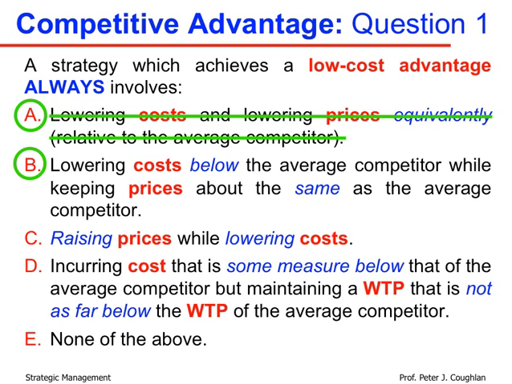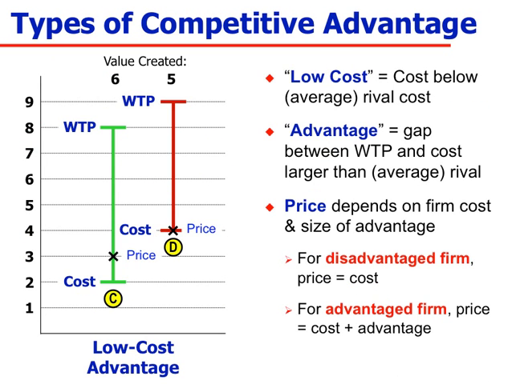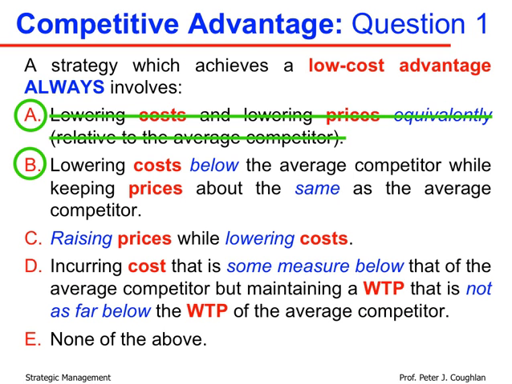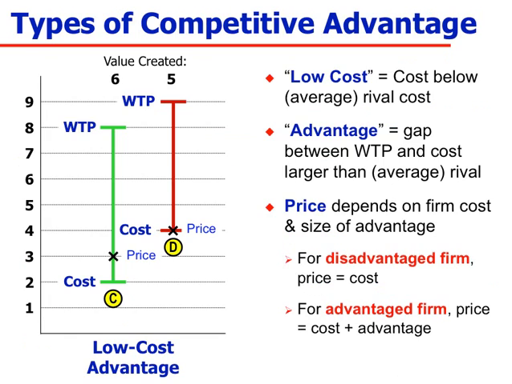Let's look again, go back to our example that we used in class. Well, lower costs, yes. The first part of B is lowering costs below the average competitor while keeping prices about the same. Lower costs, yes. So firm C has lower costs than firm D. Price is the same? Well, no. Firm C has a price of 3, and firm D has a price of 4. So firm C has a lower price. And you might say, well, they're about the same.